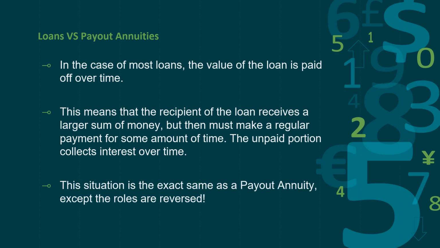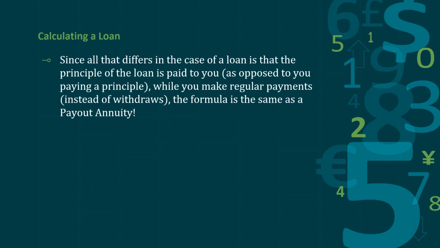This situation is the exact same as the payout annuity. It doesn't sound like it, but I promise it is, except the roles are reversed. What do I mean by that? Well, in the case of a loan, let's say you take a loan from the bank, that means that the bank pays you a lump sum, and then you pay back regular payments. Well, in the case of a payout annuity, you make the regular payments to take out a loan. Well, that's the exact same thing, but now you're spending money when the bank is getting the money. So a loan is basically a payout annuity for the bank, or really whoever is offering the loan.